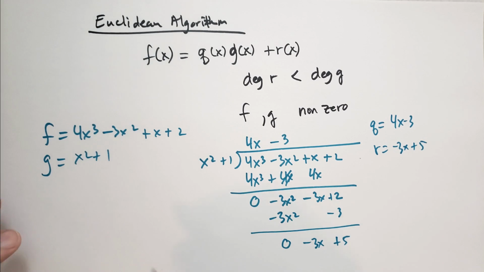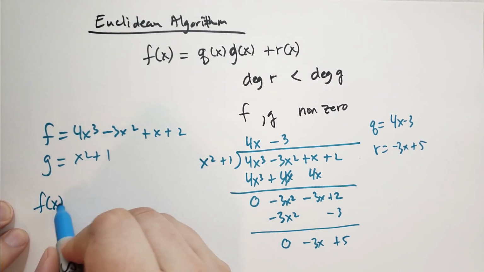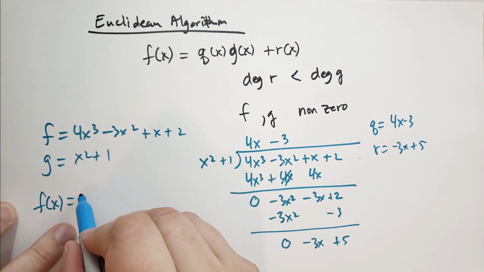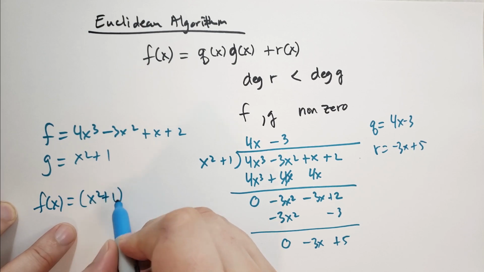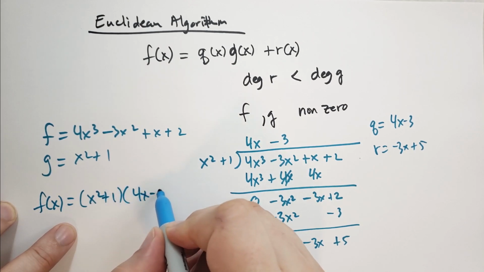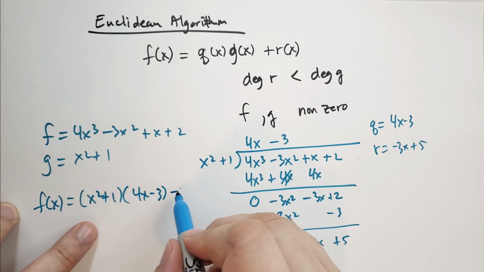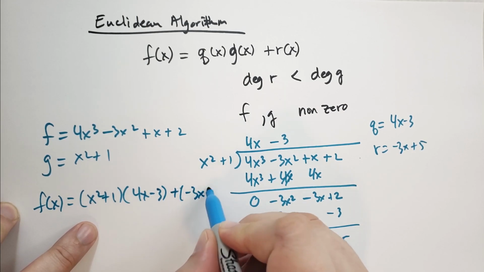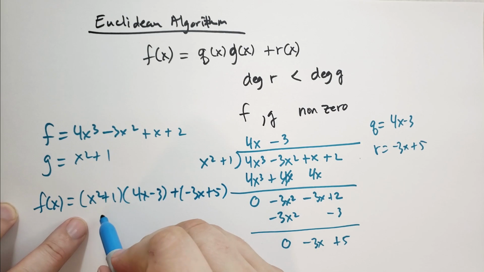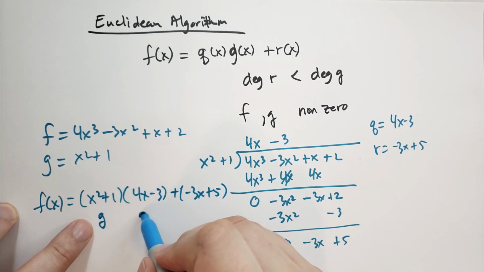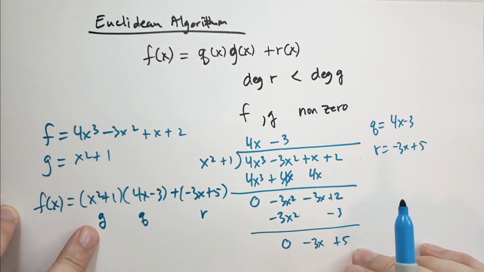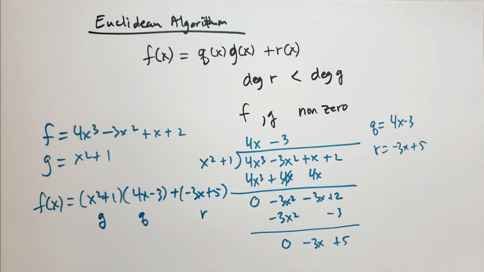So we can rewrite f of x as x squared plus 1 times 4x minus 3, plus minus 3x plus 5. So there is our g, our q, and our r. That's what you do.